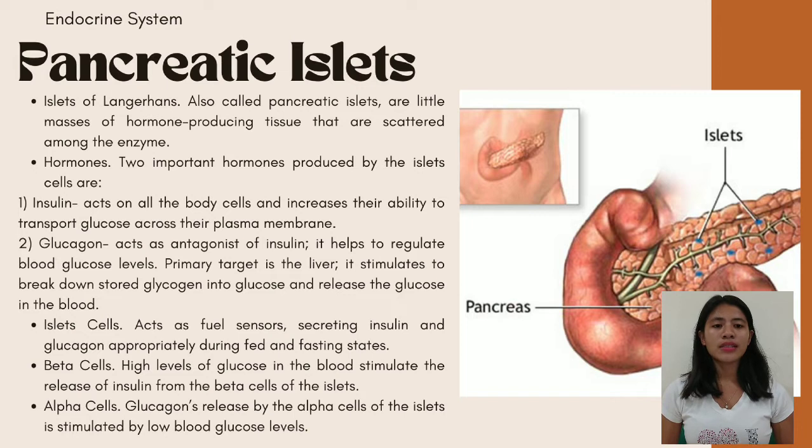As for the alpha cells, glucagon is released by the alpha cells of the islets when stimulated by low blood glucose levels. So these alpha cells release glucagon, which is highly stimulated in people who have low blood glucose levels. So ito yung mga kulang ng mga sugar sa kanilang mga katawan. Well, the beta cells produce insulin in people with high sugar or glucose levels. So that's all about the pancreatic islet.